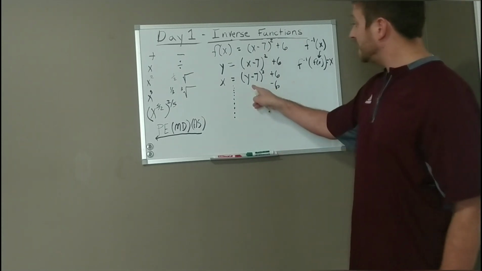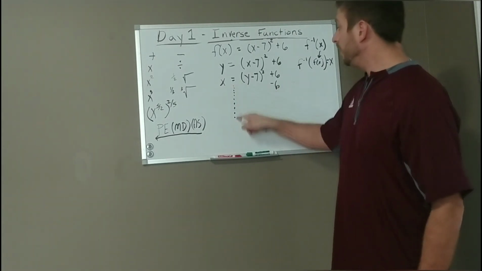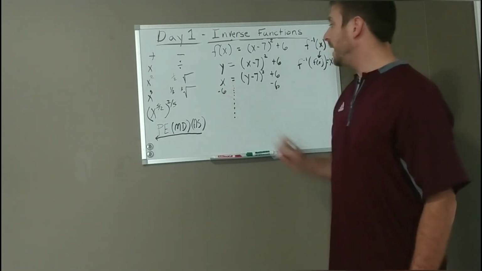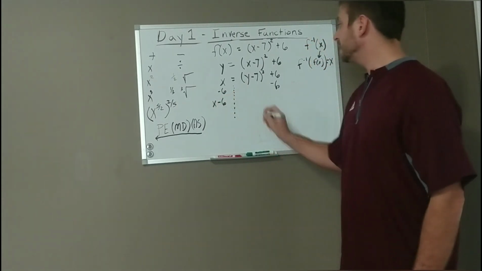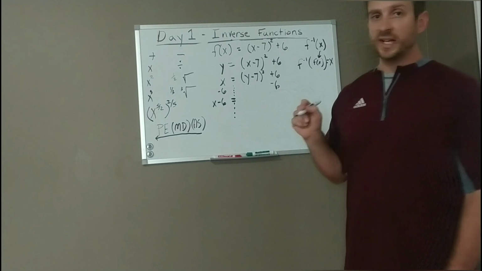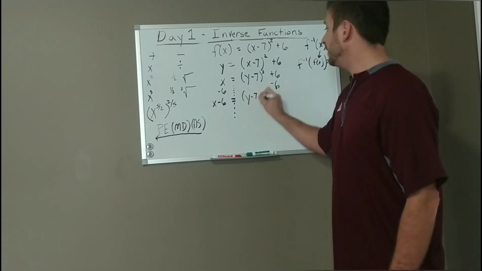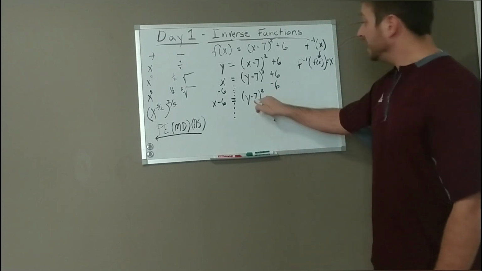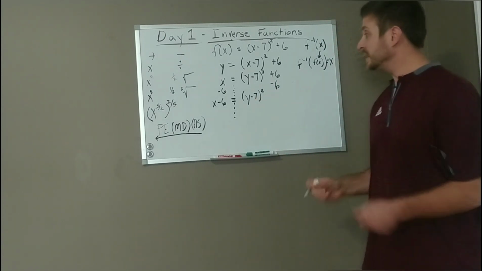Now, we don't want to subtract 6 here because that's not the other side of the equal sign. We go to the equal sign and subtract 6. So we have x minus 6 is equal to, the equal sign stays in the same place, y minus 7 quantity squared. Again, this minus 7 is inside grouping symbols, so we can't get rid of it next.